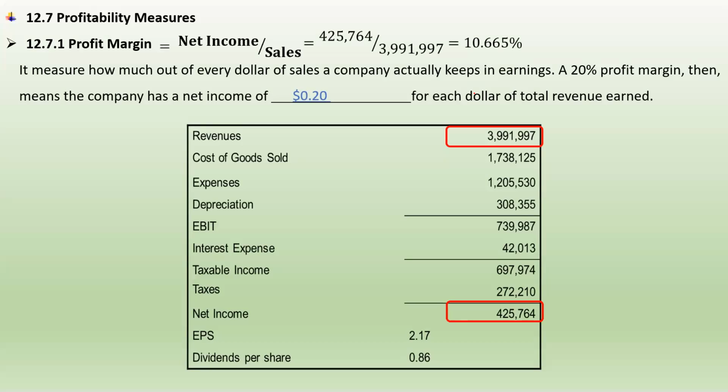Then we found out that the profit margin for this firm is 10.665%. It means that for $1 of sales, 10.665% is net income. The second profitability measure is called return on assets.